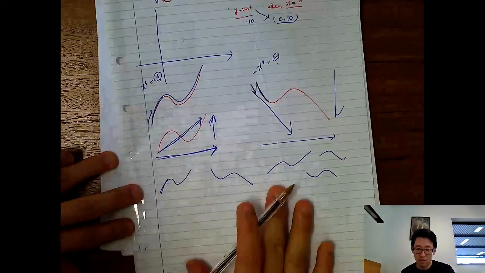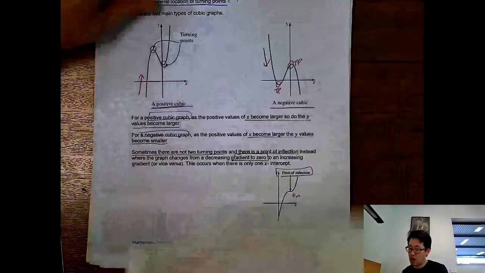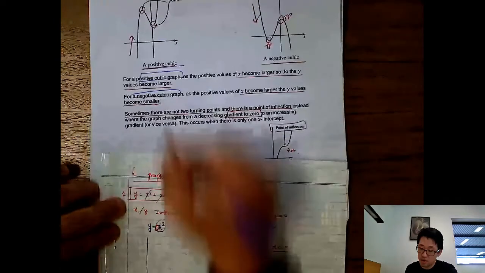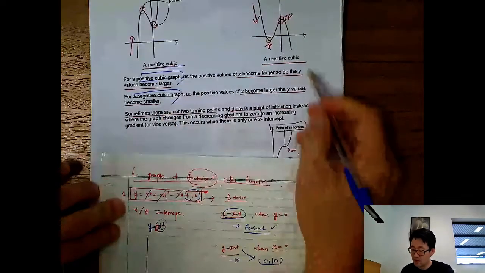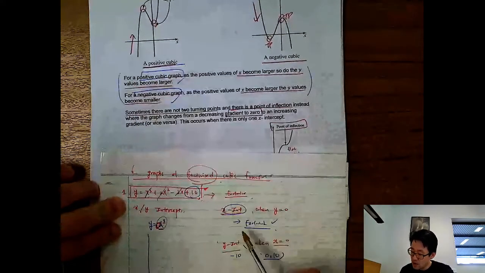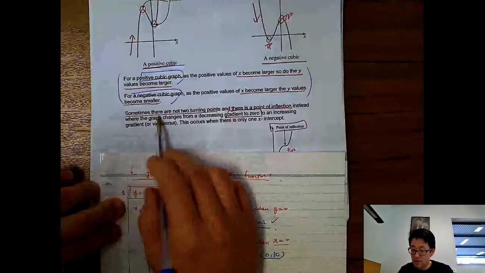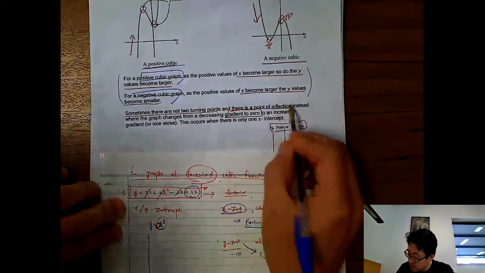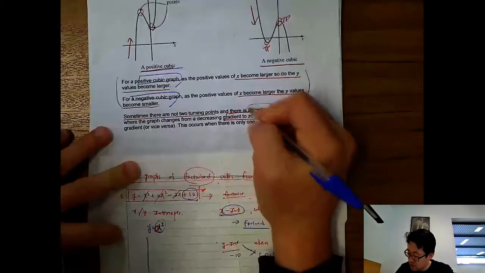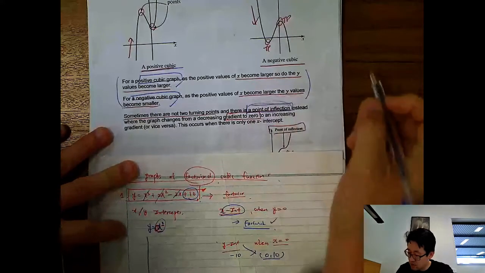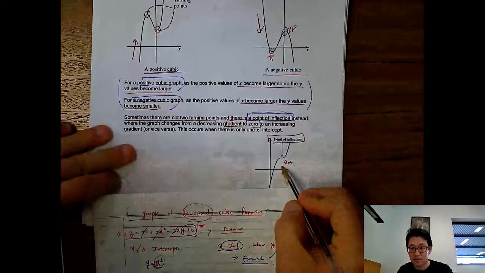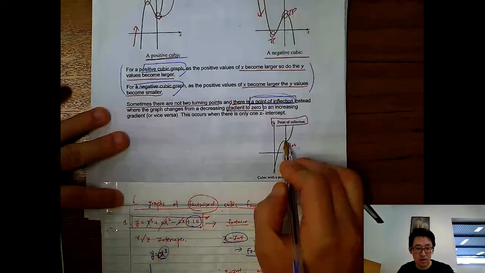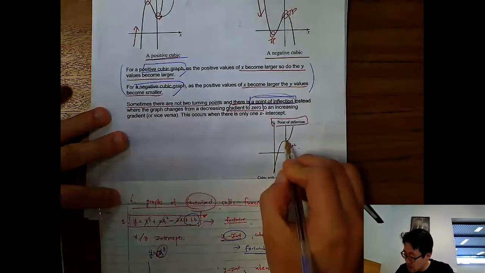But that shape is going to be slightly different depending on how many x-intercepts we have. So I just cover that part. You can read that. Yeah. And sometimes there are not two turning points, and there is a point of inflection. A point of inflection. Can you write this down in your exercise book? And then we'll draw that. The point of inflection is when your growth is 0. So the gradient at that point becomes 0.